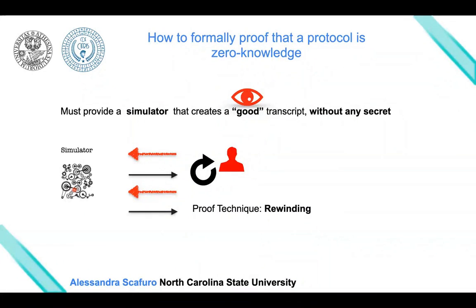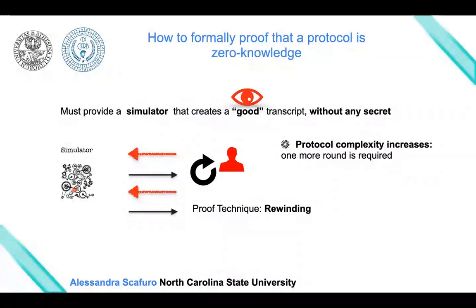The other thing that you need to know is that to achieve such a definition, the zero knowledge property, and to build this simulator, we typically need to make some adjustments to the protocols. For instance, we know that you cannot have zero knowledge with three rounds. So if you want a zero knowledge protocol, you need at least four rounds. In order to achieve this stronger security definition, we need the protocol to be more complex.